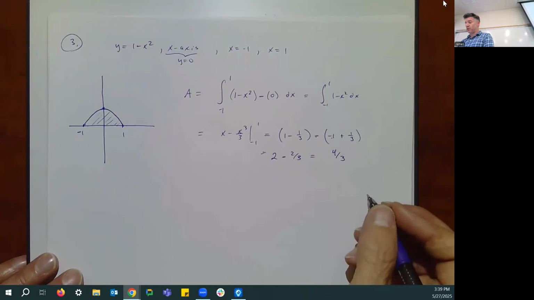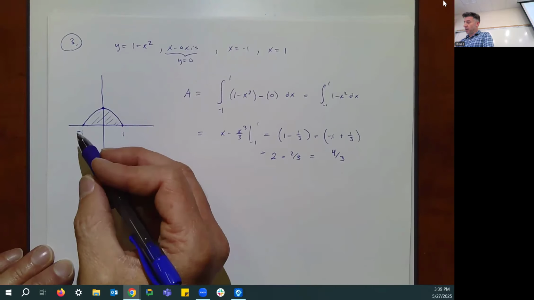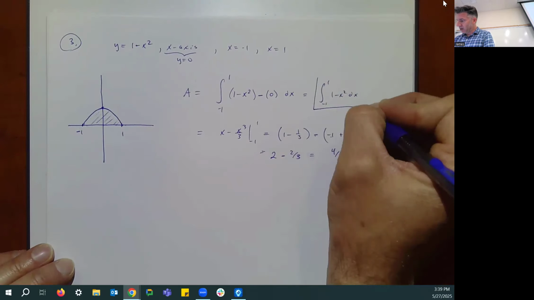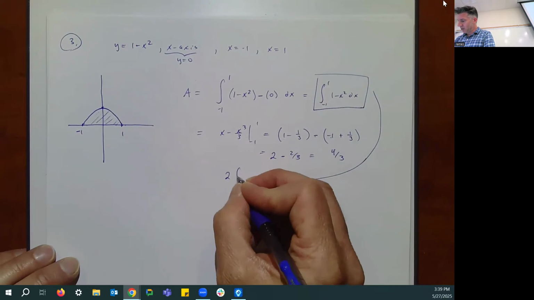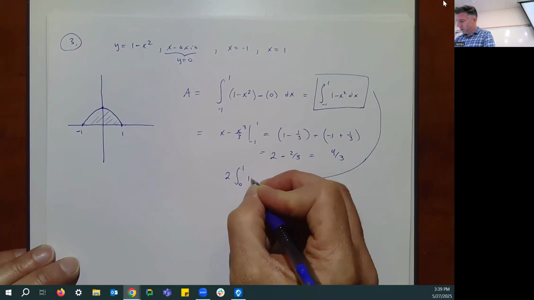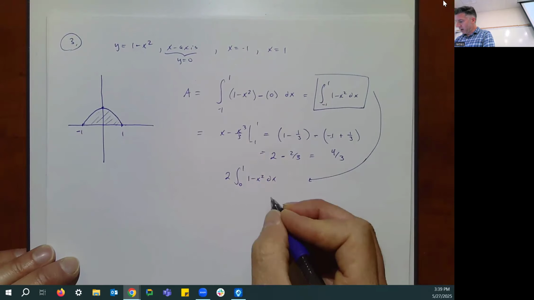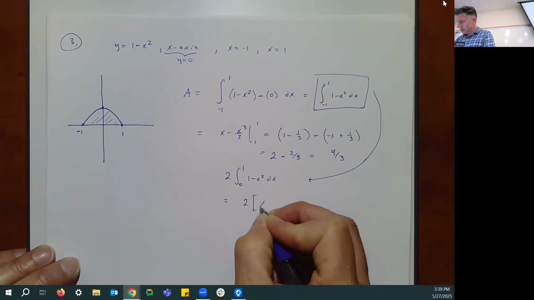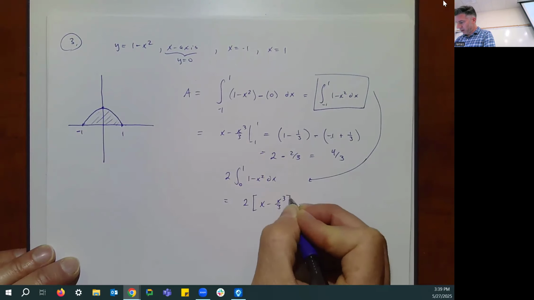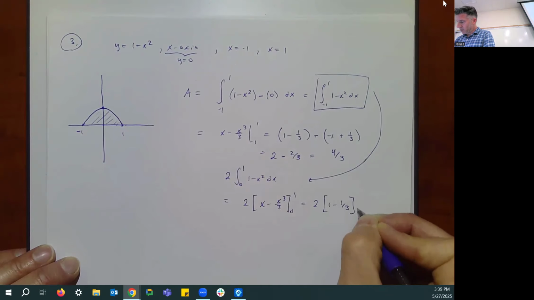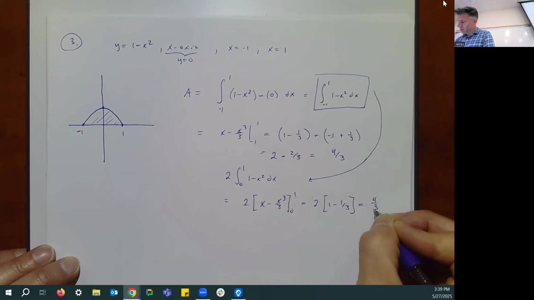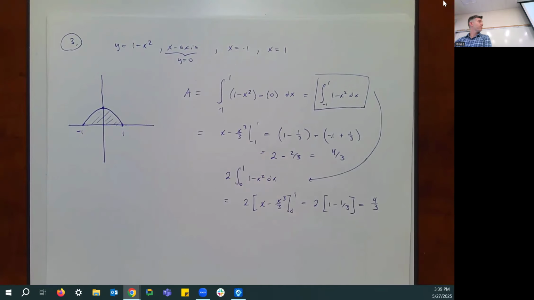Or you could have noticed that this function is even. And so if you'd wanted to, at this stage right here, you could have instead written it as 2 times the integral from 0 to 1 of 1 minus x squared, and then gotten 2 times (x minus x cubed over 3) from 0 to 1, which is 2 times (1 minus 1/3), which is 2 times 2/3, which is 4/3. Either way, yeah.